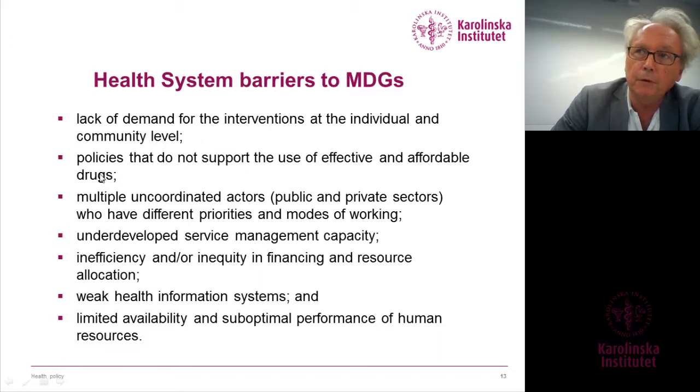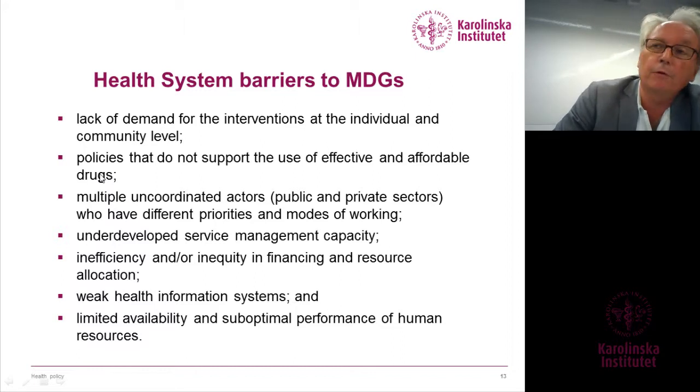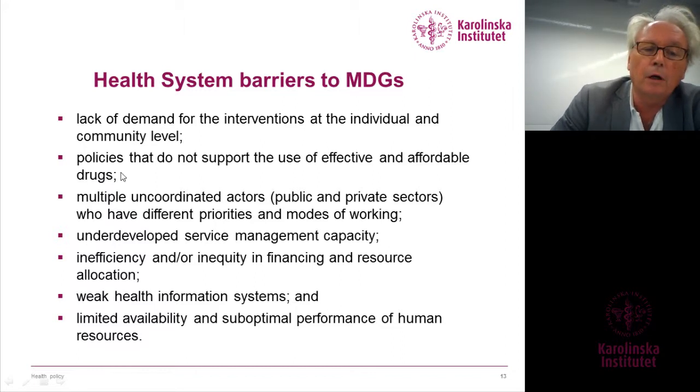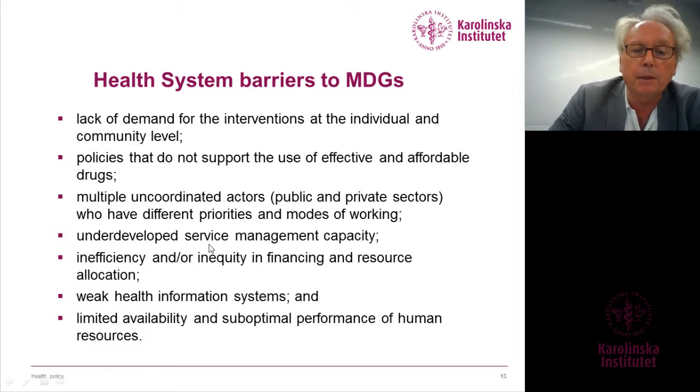Drug policies are very important. There is a large amount of medicines that are much too expensive for the effect they give. So the existence of essential national drug policies is a very important part. And if it doesn't exist, this is a barrier to the MDGs. Uncoordinated actors, that's quite self-evident. Underdeveloped service management capacity. In sub-Saharan Africa, the public sector is often very weak. Inefficiency, problems with financing. We'll get back to that during the health system module.